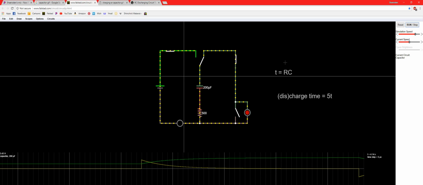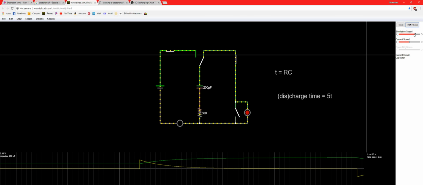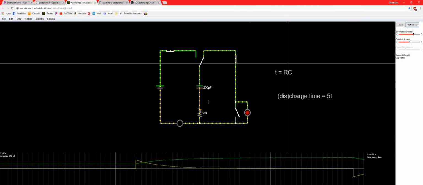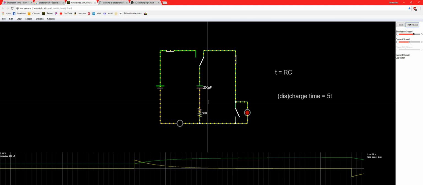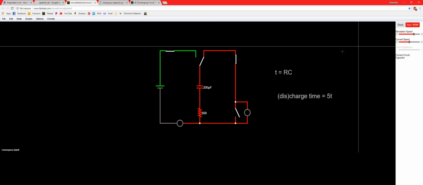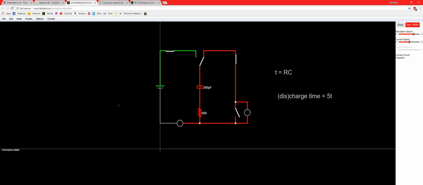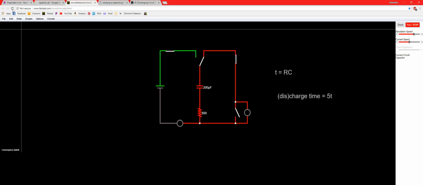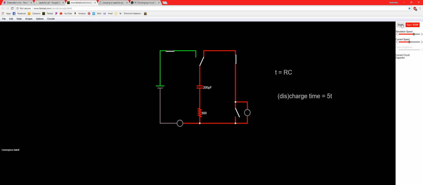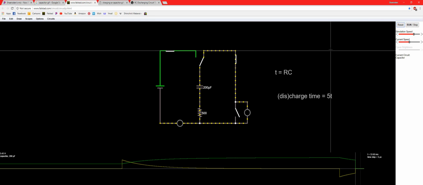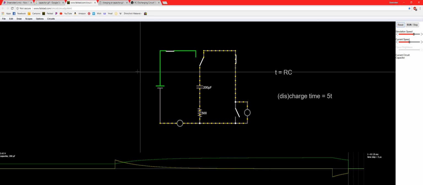Okay, I don't know why I'm lagging, but I am. Sometimes this happens with Falstad, not very often. Usually you can just fix it with a reset. There we go. Running smoothly now.